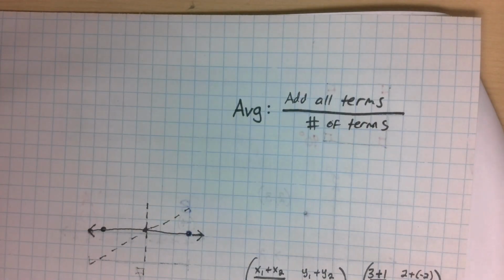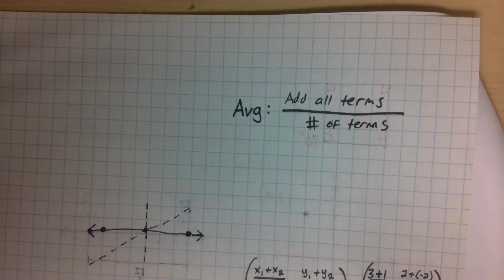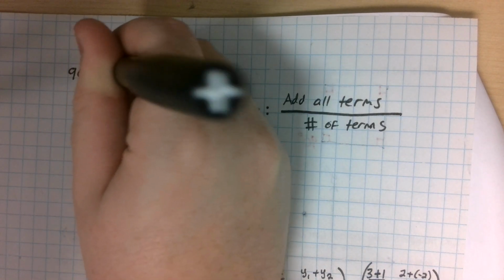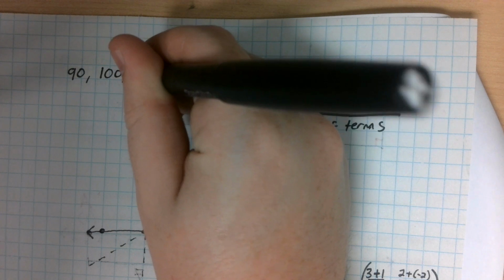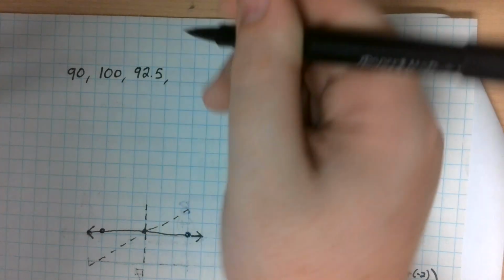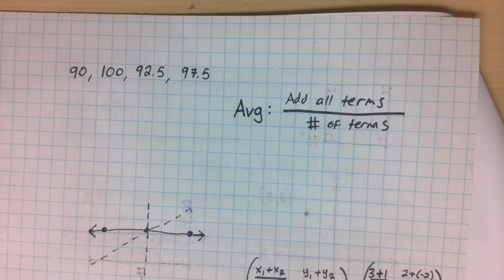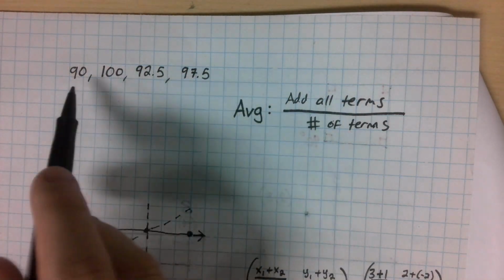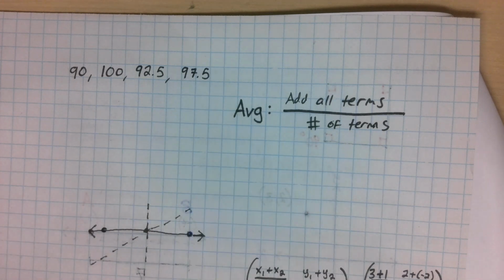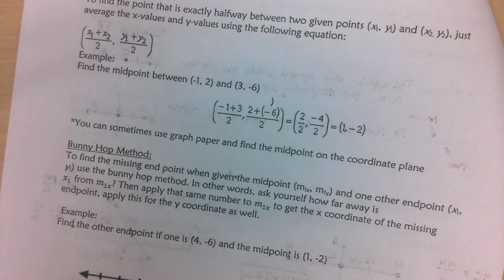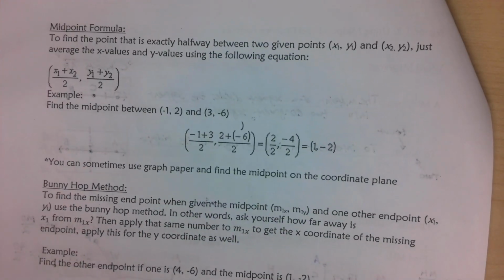So if I was asking you to find your average test score, for instance, and you got a 90, a 100, a 92.5, and a 97.5, all you need to do is add all those scores together and divide by 4, and you would get your average score, which should be 95. All this to say, the formula looks crazy, but it's really just finding the average.